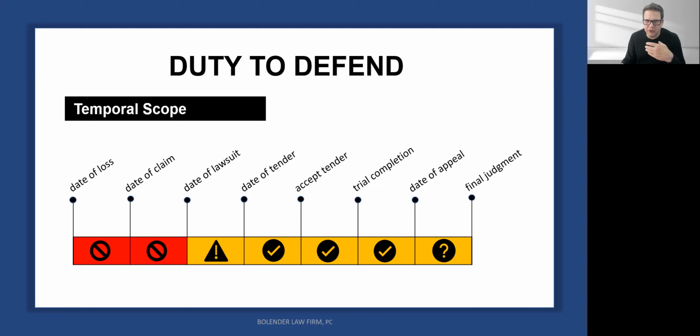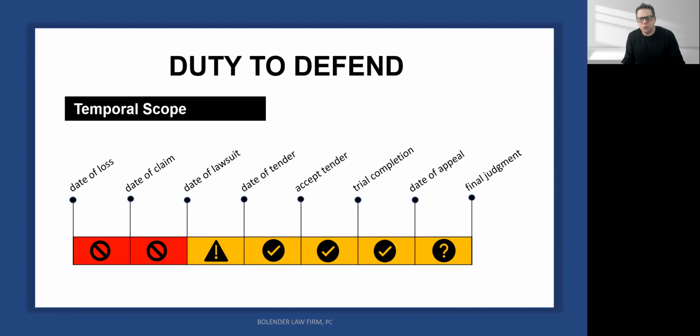The insurance company is going to need notice, either actual or constructive notice of the lawsuit in order to activate its duty to defend. Once the duty to defend attaches, it endures until the very end of the case, or until the insurer can prove conclusively that no potentially covered claims remain in the lawsuit.